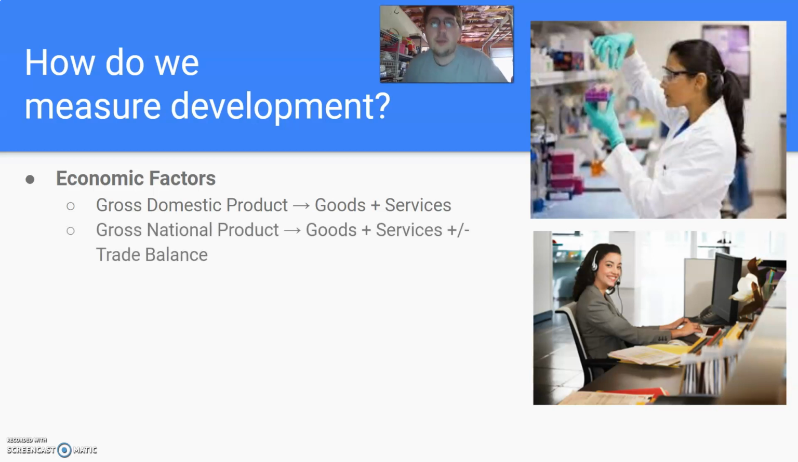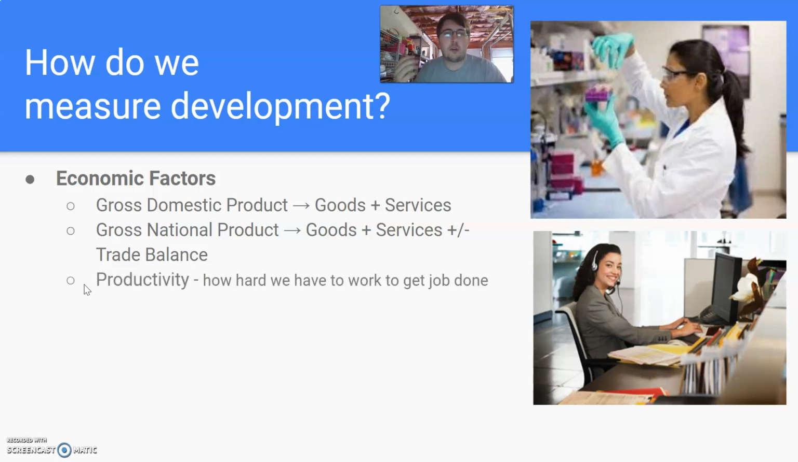But the better measure, and the one that's used in the 21st century, is called the gross national product, which takes your GDP but then adds in the trade balance that your country has. So are you exporting more than you're importing? Are you sending out more than you're bringing in? Or is it opposite? A healthier economy would likely have more that is sending out than bringing in, but there are also other factors that can change that. So in such a globalized economy, we are more likely to use GNP to denote development than the GDP. We also look at a country's productivity in their industrial sector, in their factories.